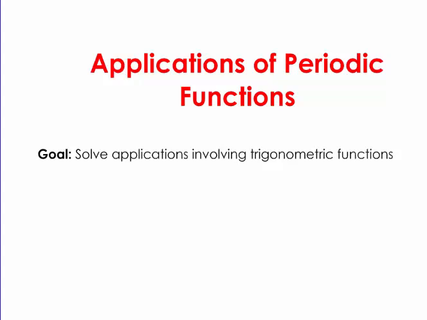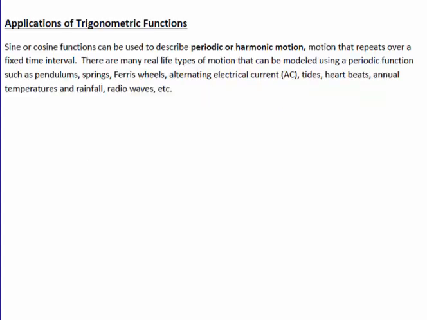So let's look now at applications of periodic functions. And what we're really going to do is solve problems that involve trig functions. Now, the sine and cosine functions can be used to describe what's called periodic or harmonic motion. This type of motion repeats over a fixed interval of time.